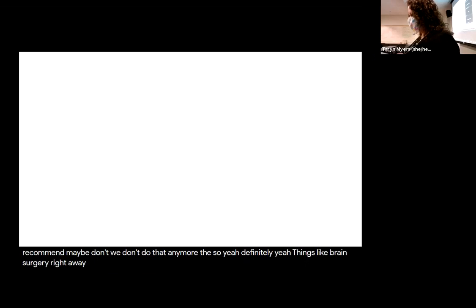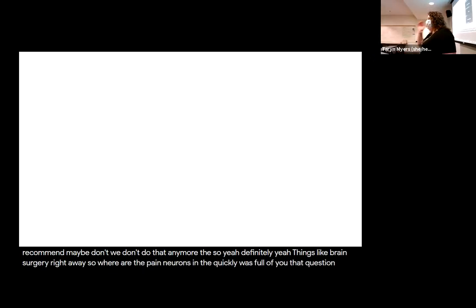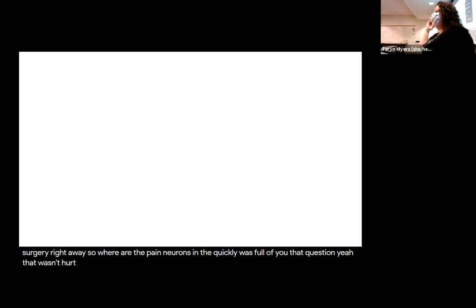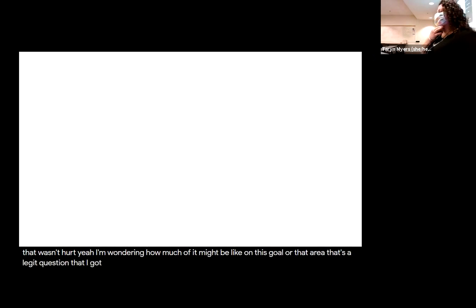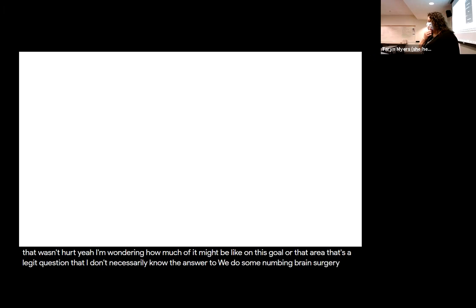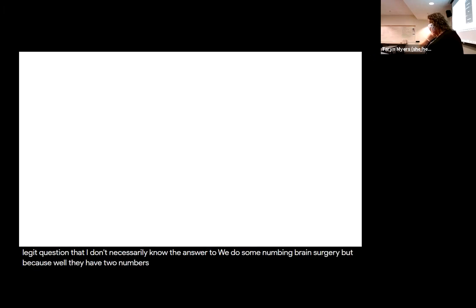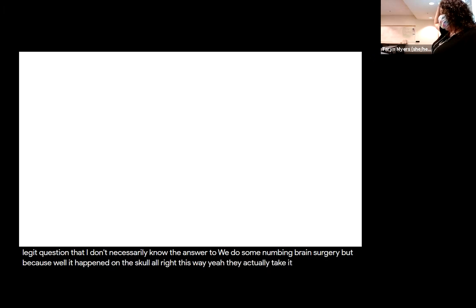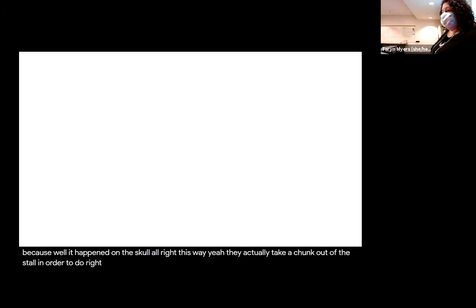but we could also do things like brain surgery while awake. So where are the pain neurons in the brain? That's a legit question. Yeah, and I wonder how much of it might be on the skull or that area. That's a legit question that I don't necessarily know the answer to. I think they probably do some numbing for brain surgery, because they have to numb the skull, right? Because they actually take a chunk out of the skull in order to do brain surgery. And they put it back in.